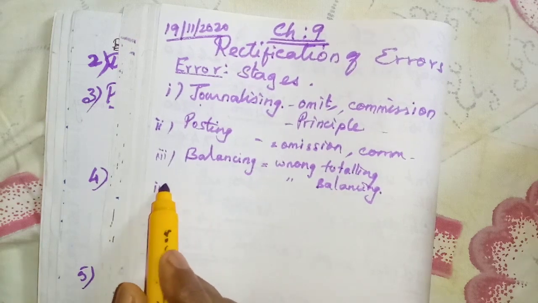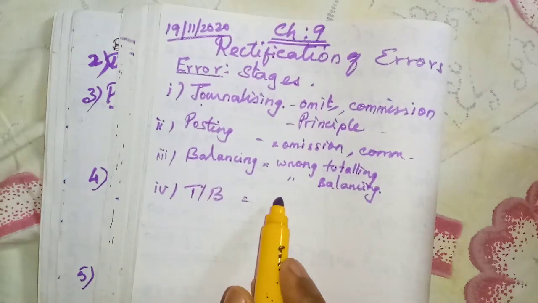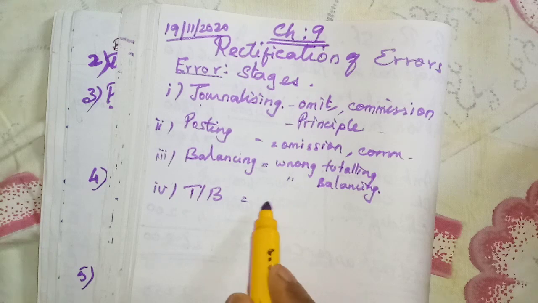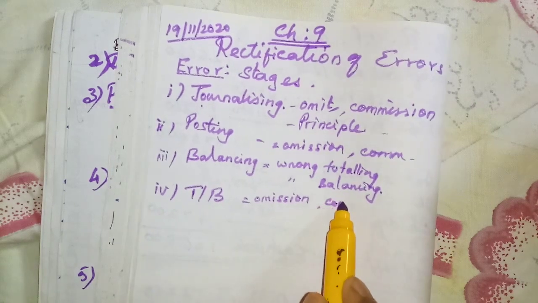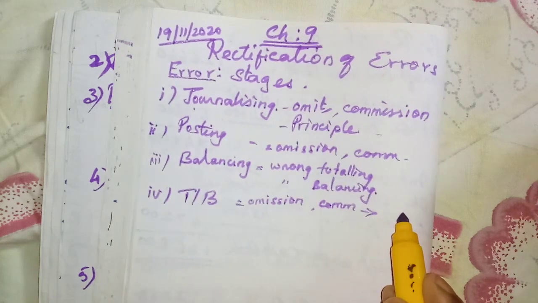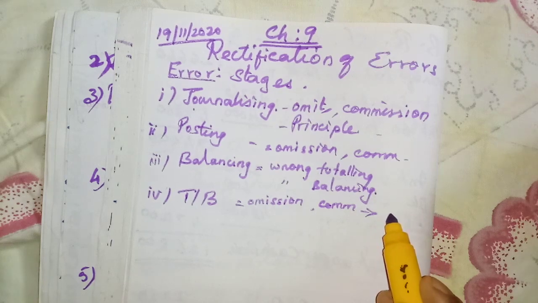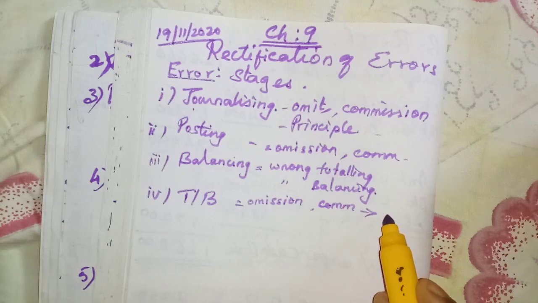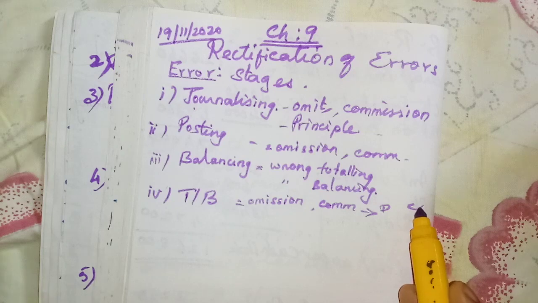Then the fourth stage is preparing the trial balance. At the time of preparing the trial balance, they can make two kinds of error. One complete ledger account can be omitted, that is omission. Then commission: what errors can they make? They can write in the wrong account. When I told Bala, they may write Mala. So they can enter the wrong account, or they can enter the amount on the wrong side. Instead of the debit side, they may write it on the credit side.